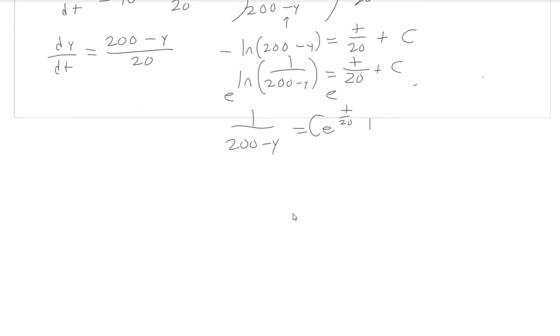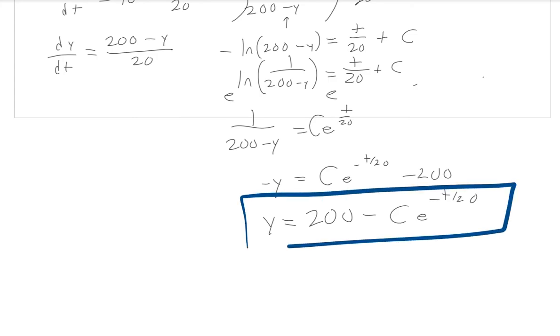And then we could do some manipulation. Take the reciprocal of both sides. We get 200 minus y equals 1 over c, which is just a constant, times 1 over e to the t over 20, which is e to the negative t over 20. Starting to look familiar. Subtract 200. And then multiply by negative 1 on both sides. And we get y equals positive 200 minus c e to the negative t over 20. And we get the exact same formula we ended up with earlier. 200 minus c e to the negative t over 20.